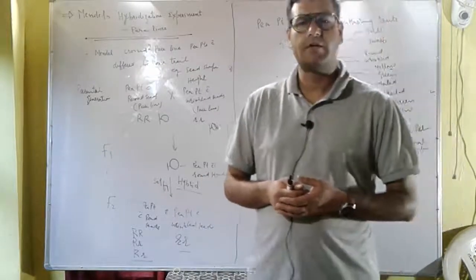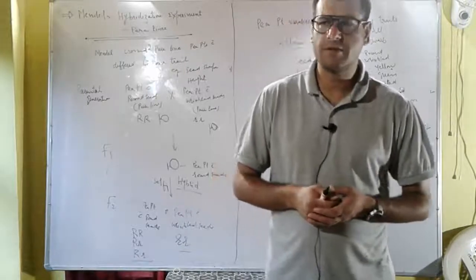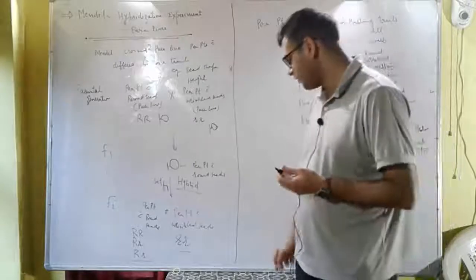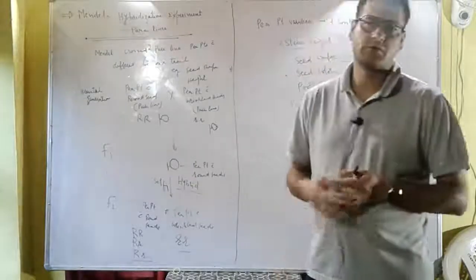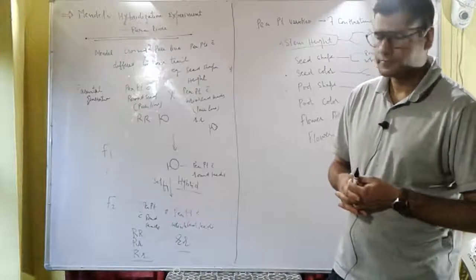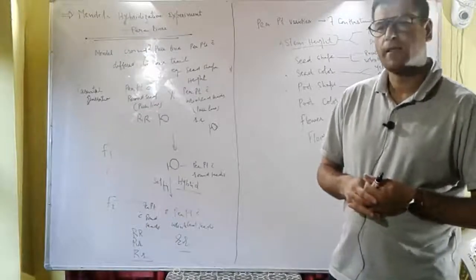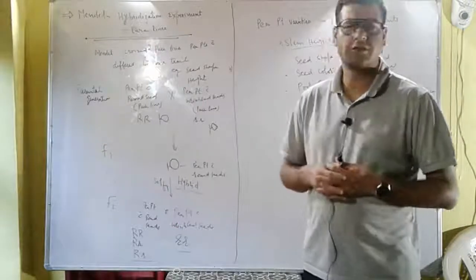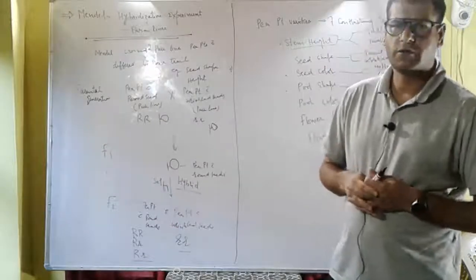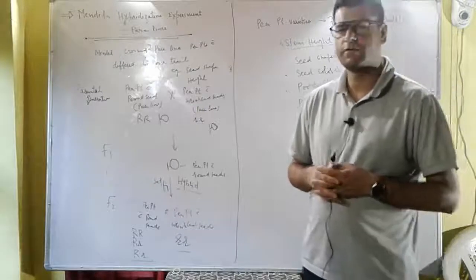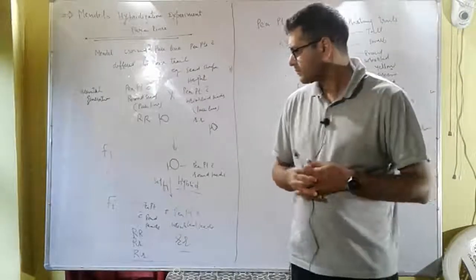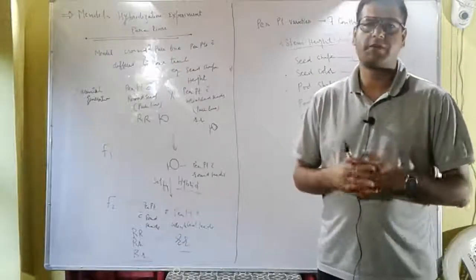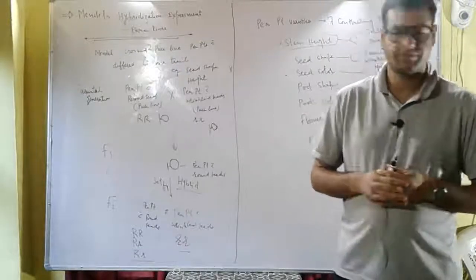In this way, Mendel performed his hybridization experiments, and he raised the F1 generation and F2 generation. Then he formulated his laws, simply called Mendel's laws of inheritance. We have the law of dominance, the law of segregation, and the law of independent assortment. This was how Mendel selected his pure lines and then performed his hybridization experiments.